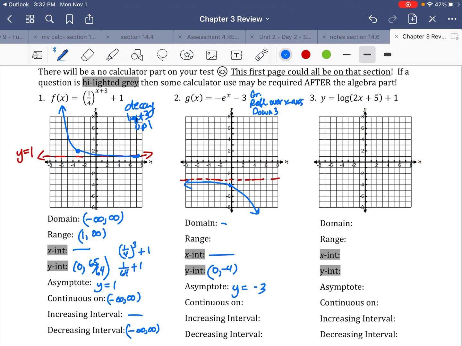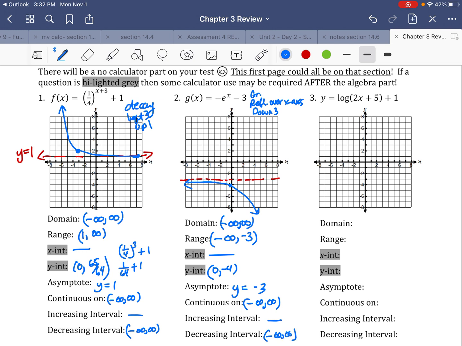All right, so domain is negative infinity to infinity. My range is from negative infinity up to negative 3, not including negative 3. It's continuous everywhere. The increasing interval is nothing because this whole thing is decreasing from negative infinity to infinity.